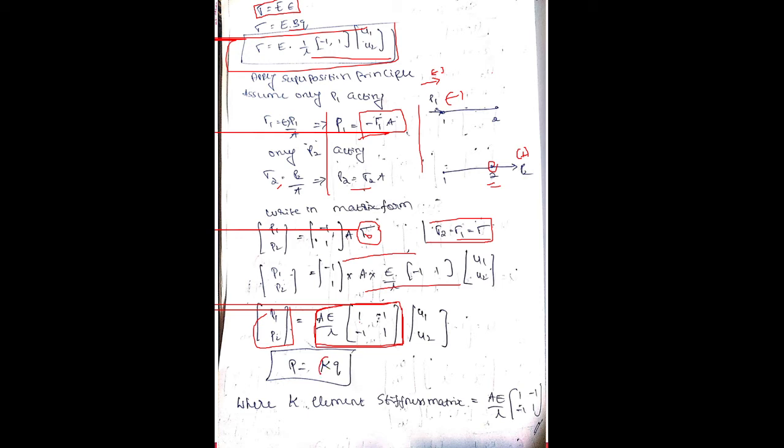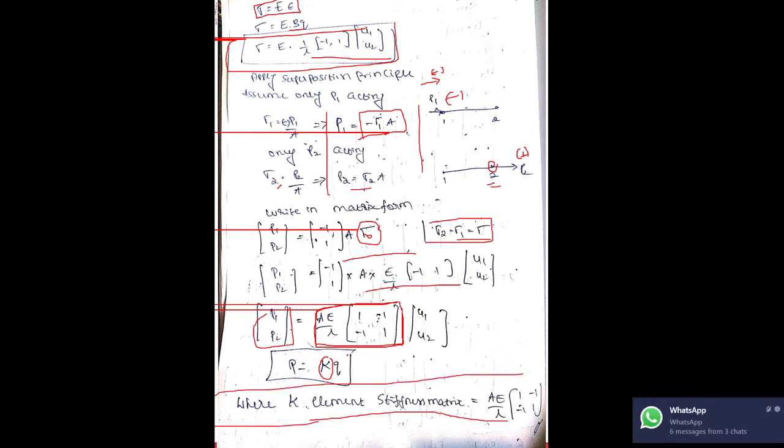What is K called? Stiffness matrix. This is known as the stiffness matrix for a 1D bar element. And U1 U2 is called the Q matrix, known as the nodal displacement matrix. P is called the force matrix, the nodal force matrix. K is called the stiffness matrix. Q is called the nodal displacement matrix.